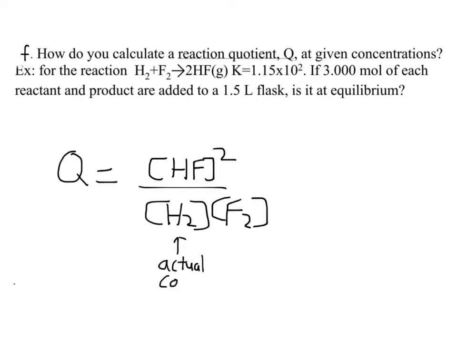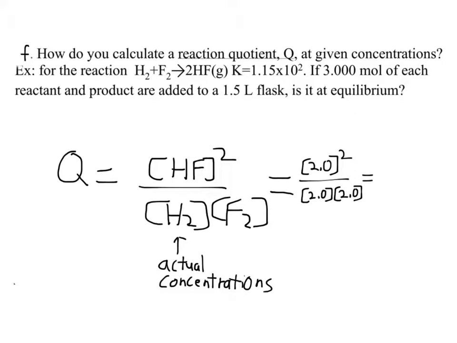And then we're going to plug in the actual concentrations. So it's going to be 3 moles divided by 1.5 liters, which is 2 moles per liter for everything. So that's going to give us a reaction quotient, a Q, of 1. So now we just need to compare it to K and find out if it's at equilibrium. So is 1 equal to 1.15? No, it's not. So that means it's not at equilibrium.